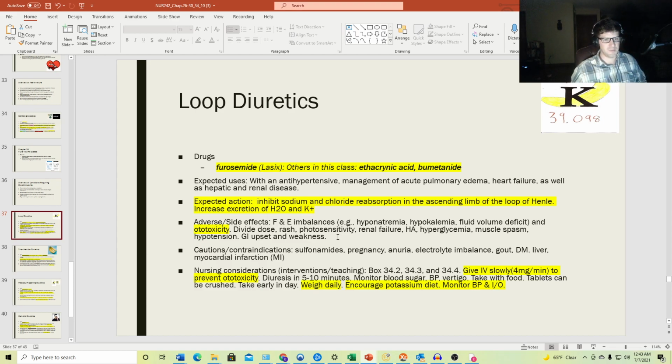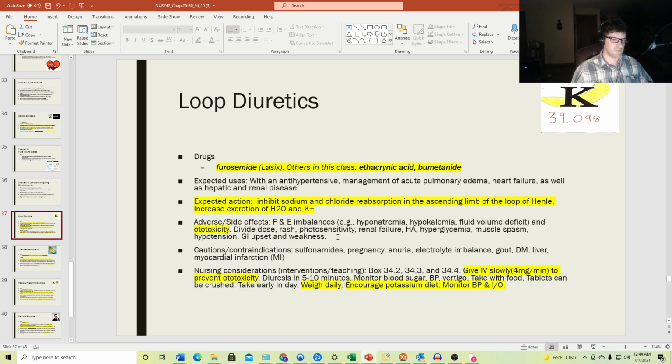Headache, hyperglycemia, muscle spasm, hypertension, GI upset, and weakness. Cautions, contraindications: sulfonamides, pregnancy, anuria, electrolyte imbalance, gout, whatever DM is. Probably no, but I'm very tired. Liver, myocardial infarction. Okay.